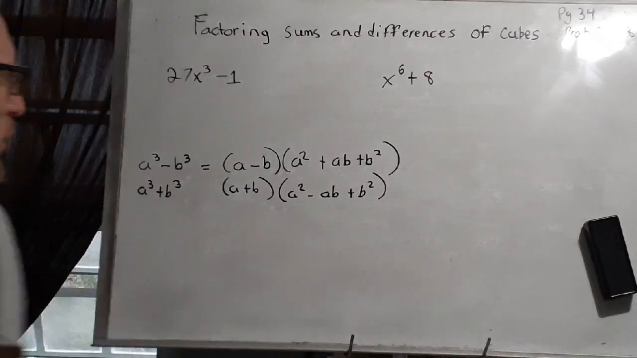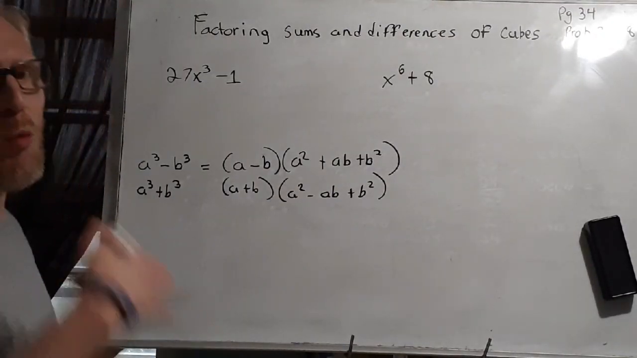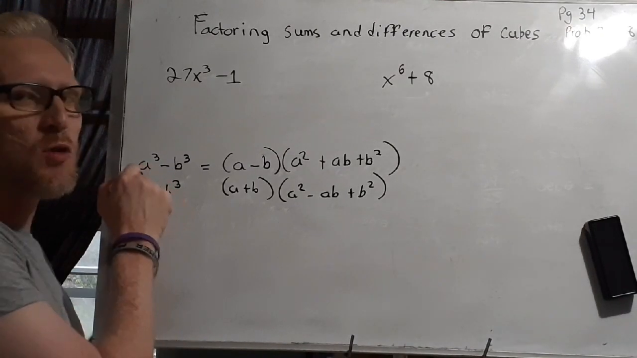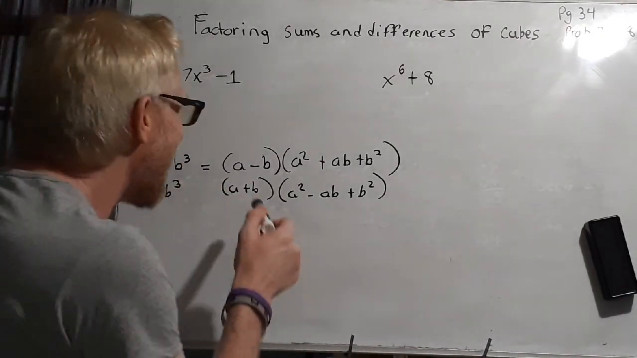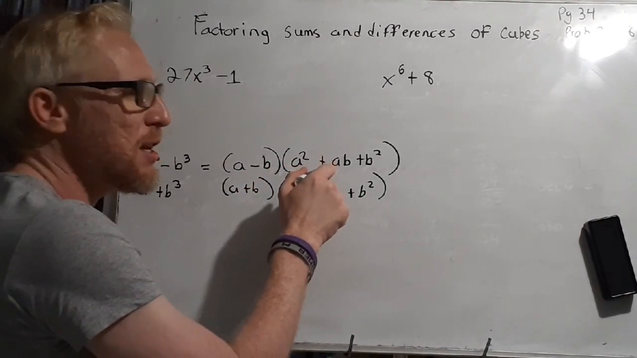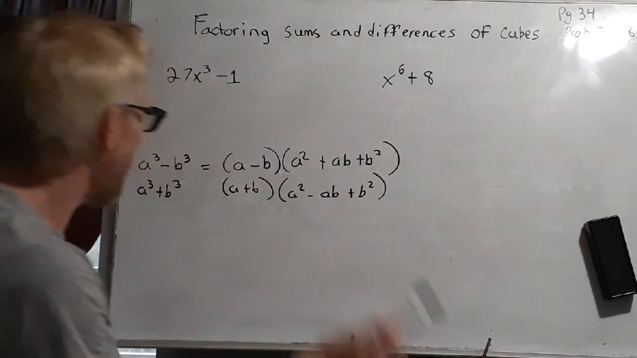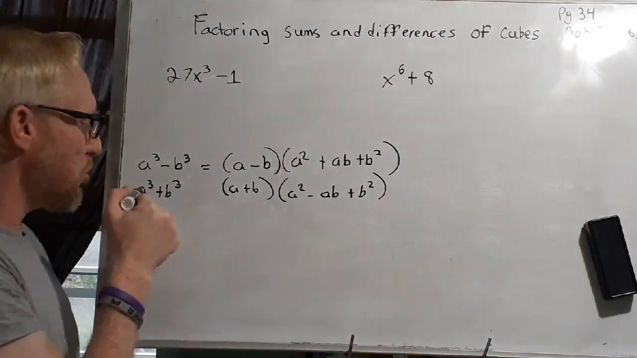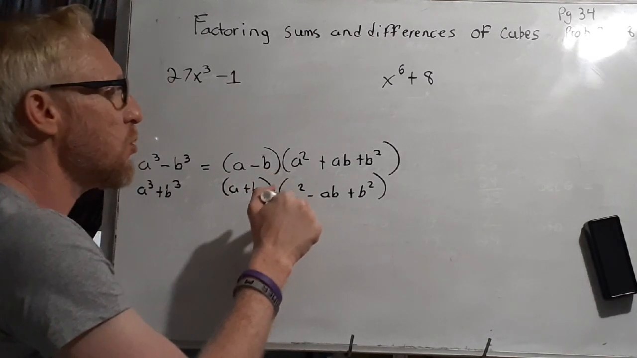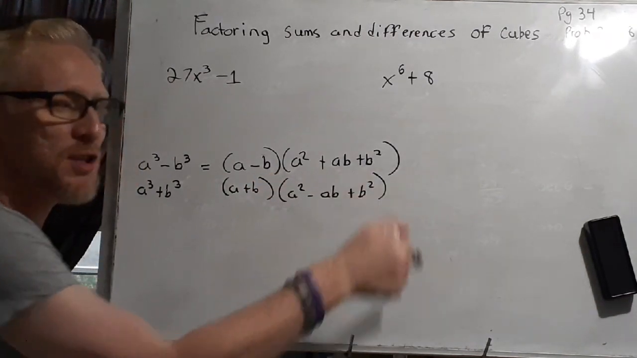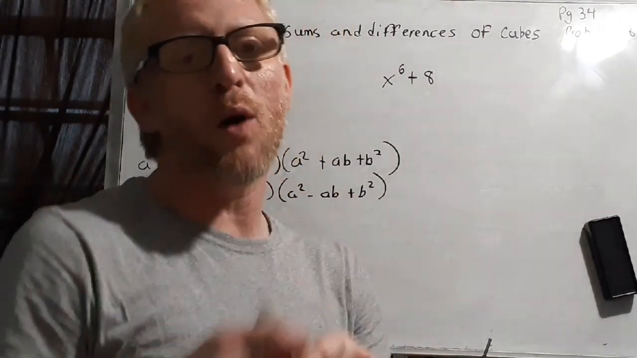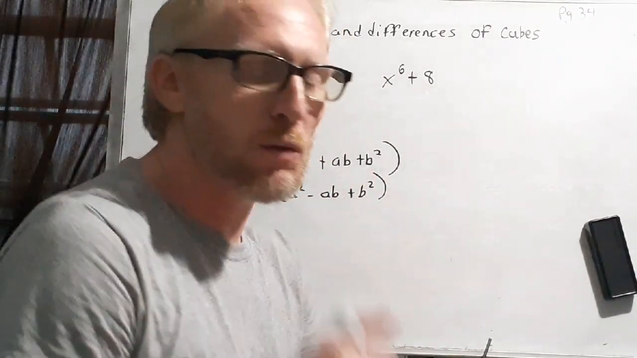So let's go over what a difference of cubes is. If we have something like a cubed minus b cubed, in reality that is a minus b times a squared plus ab plus b squared. And if we have a sum of cubes, which would be a cubed plus b cubed, that would be a plus b times a squared minus ab plus b squared. Now, it looks very complicated, but in reality, it's quite easy, and I'm going to go ahead and explain how this works.